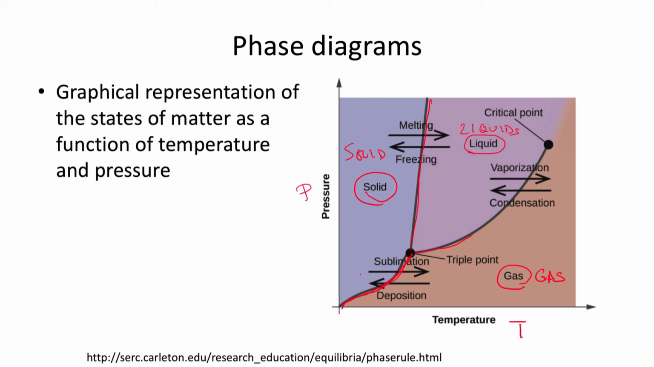And lastly, if I go on this line here, this represents the transition between liquid and gas. So going from liquid to gas is called vaporization. Going from gas to liquid is the opposite of that. That's condensation.